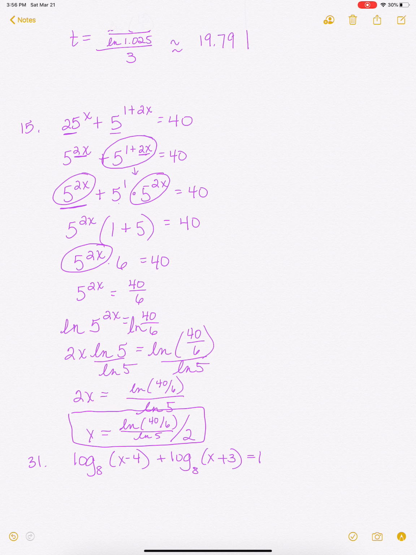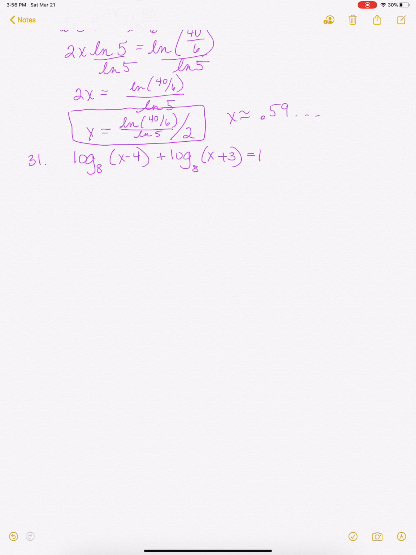If it asks for an exact answer, you leave it in terms of logs. If it asks for an approximation, then go ahead and plug that value in your calculator. And this one, you should get approximately 0.59 or whatever. Again, whatever the decimal they tell you to round it to. All right, and then I'm going to do one more.